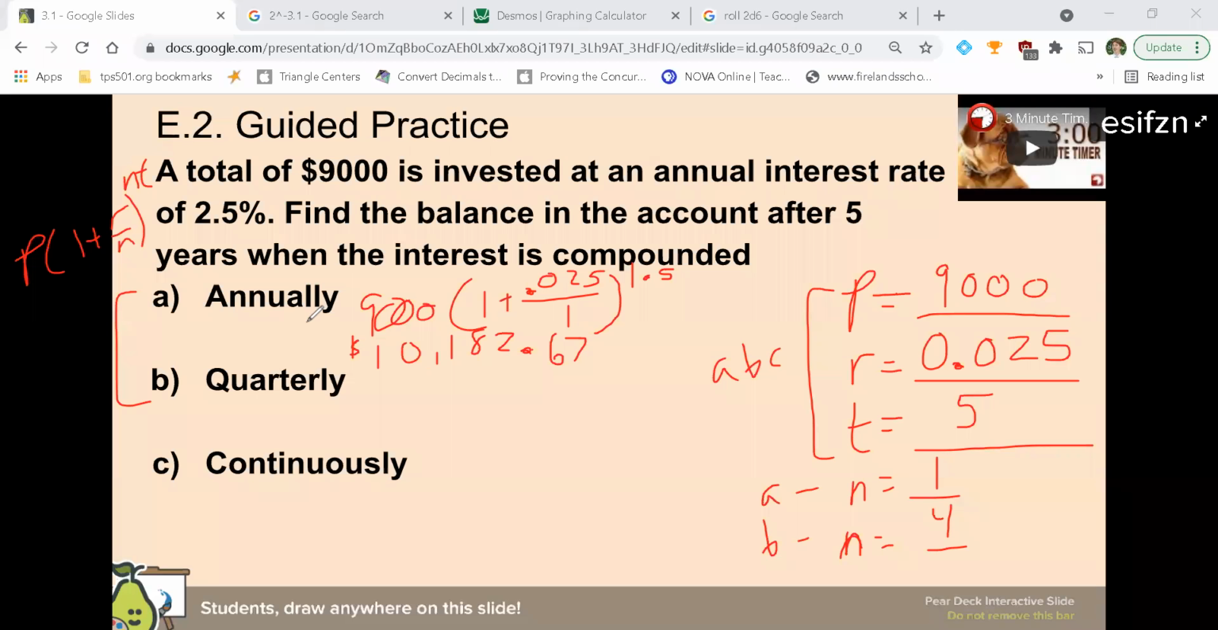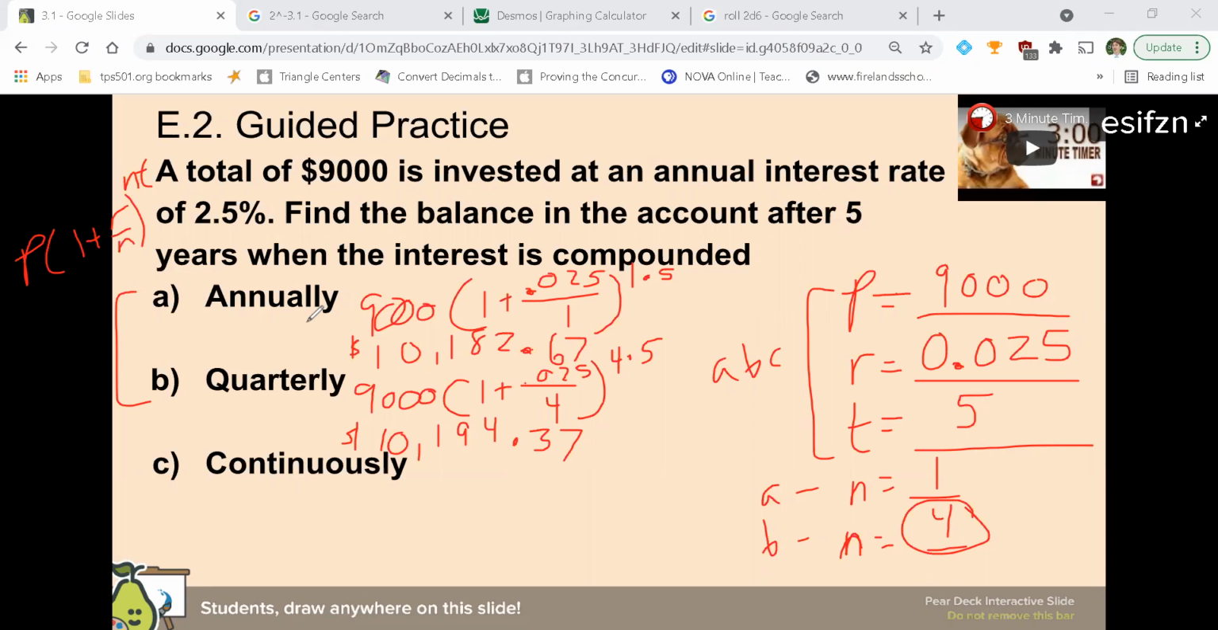All right, if you did quarterly, very similar formula. The only difference is the N value is different because you do it 4 times a year instead of just once a year. So then it's 9,000 times (1 plus 0.025 divided by 4) to the 4 times 5 power. So that is $10,194.37. So if you compound it quarterly rather than annually, you end up making $6 more, which can buy, like, I don't know, your lunch. Right?